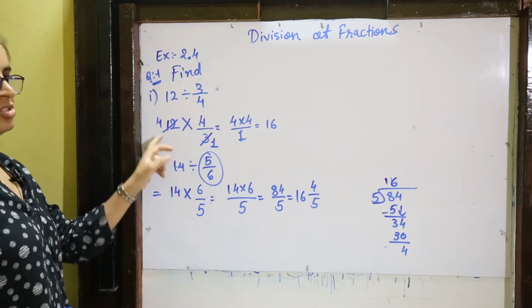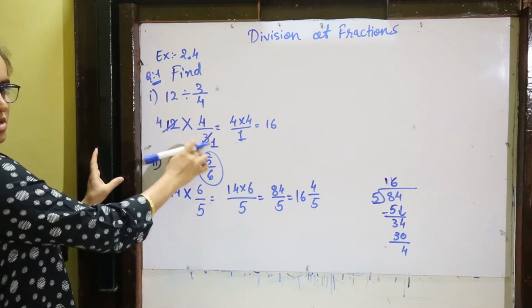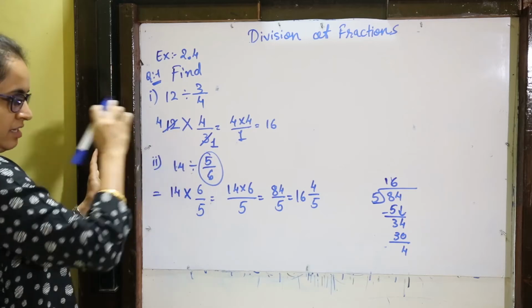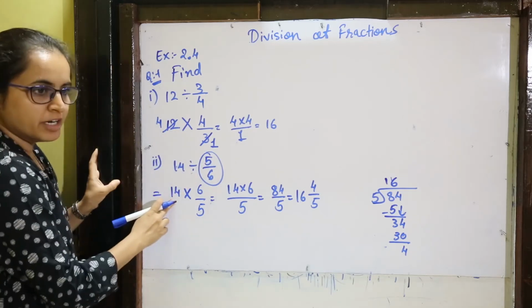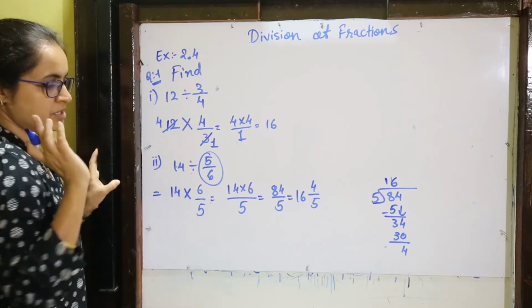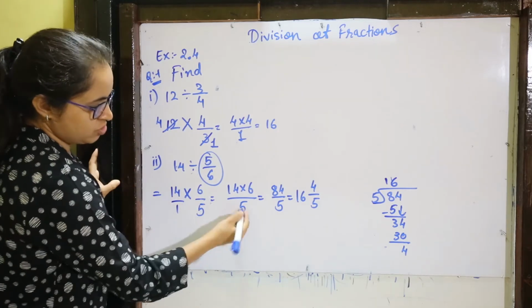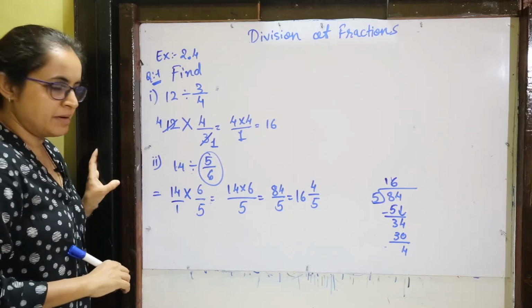So keep, change, flip. Keep, change, flip. Now please cut out the common numbers as well. અહીંયા કોઈ common numbers નથી. 14 અને 5 ની વચ્ચે there is no common number. So we need to simply multiply the numerator with the numerator. Denominator we have 1 here. So there is no need to multiply 1 multiply by 5.